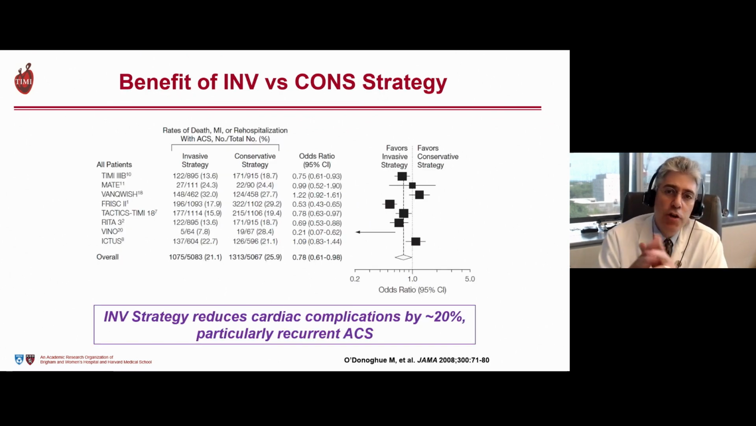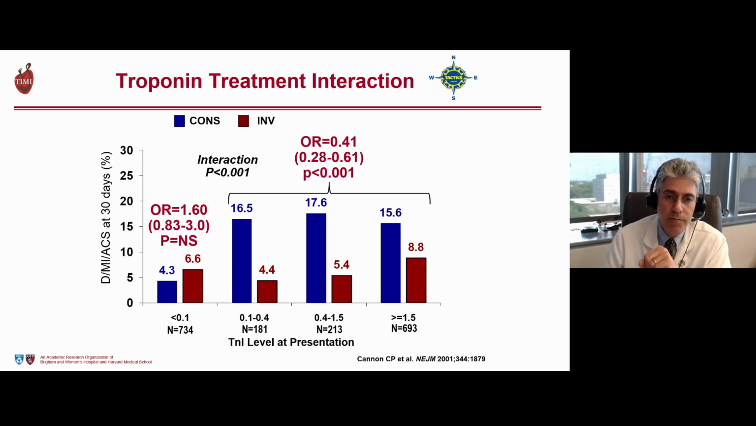So this issue of invasive versus conservative has been studied for many, many years. In fact, for such a long time that we've actually done 2 trials at the TIMI Study Group, TIMI 3B and TACTICS-TIMI 18, looking at this issue. Michelle O'Donoghue in our group led this meta-analysis, now a decade old, but very nicely showing that an invasive strategy reduces the risk of cardiac complications by about 20%, particularly for recurrent acute coronary syndromes. And so in general, for patients, we favor an invasive strategy.